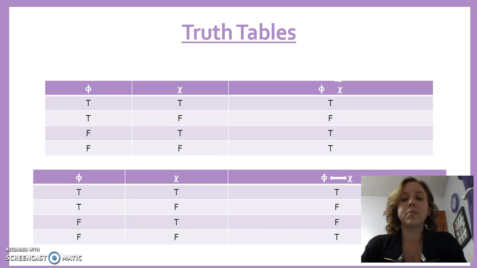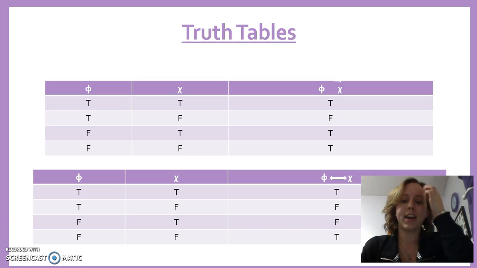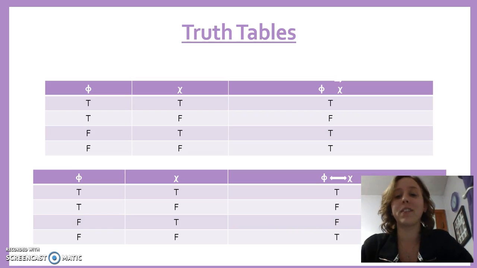So here's a couple more to show you. Sorry that my arrow got messed up there on the very first one. We're talking about phi and x again, and the first table is an if-then statement, and the second table is an if and only if. There should be an arrow pointing from the phi to the x in the last box there.